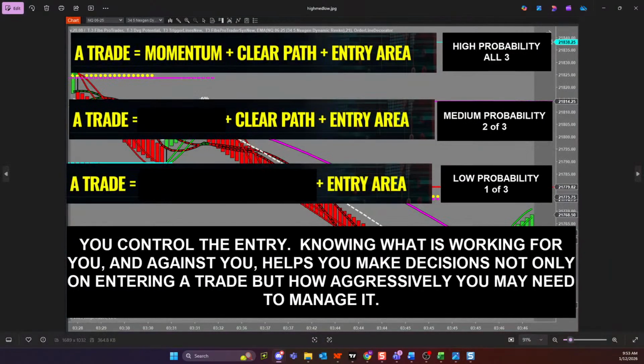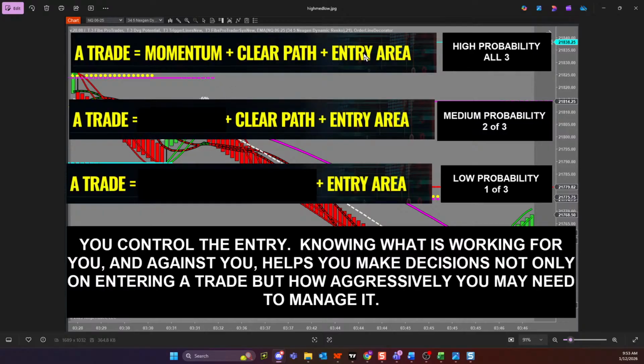I want you to learn to speak in terms of advantages. I want you to look at your chart and say, my perfect trade is momentum, clear path, and entry. That's the best of the best. That's the one as a brand new user that built this amazing foundation that I grew from. But that's not the only trade, guys. I'm not here to stifle you.